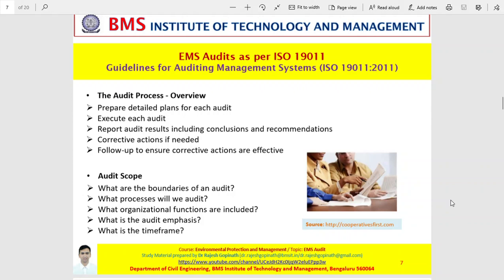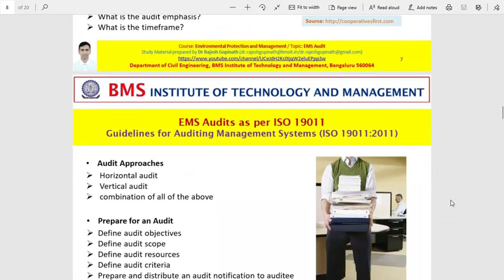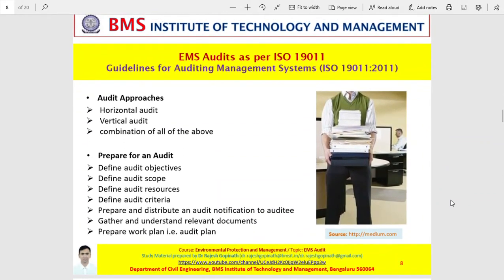Let's move on to slide 8. How can an audit actually be undertaken? There are three ways. One, you can do it as a vertical process like a typical hierarchy, top to bottom, or you may do it on a horizontal level.